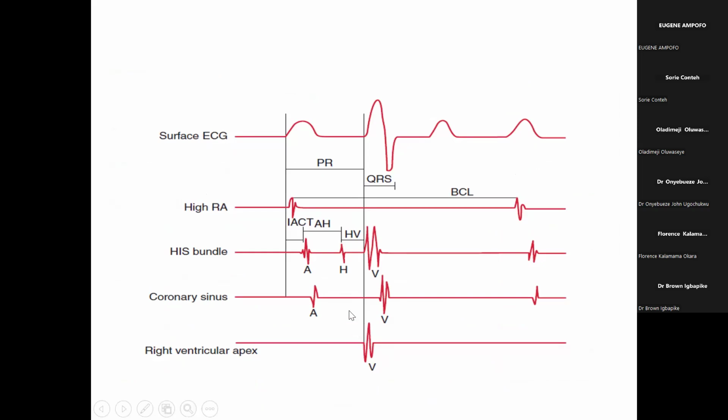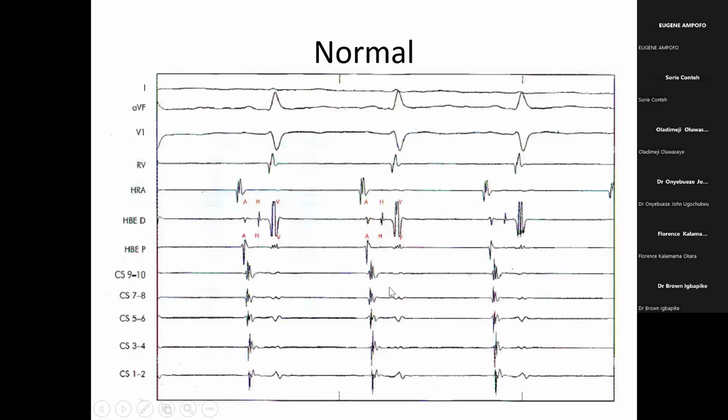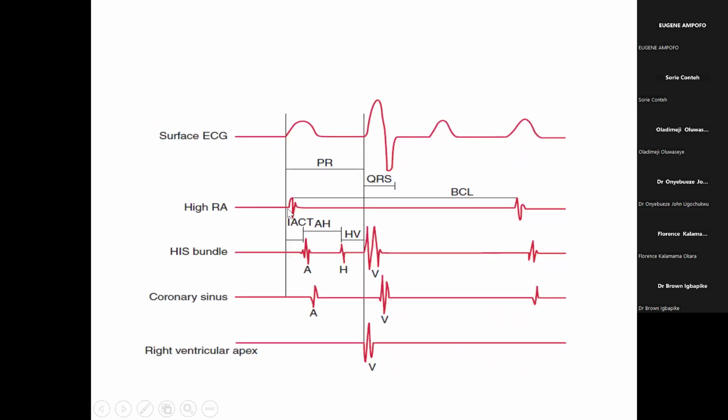Unlike the other catheters, the His bundle catheter and the CS catheter are in between, so they can monitor activity in both chambers, upper and lower. The HRA catheter is far in the high right atrium, so it can only monitor one activity. The RV apex catheter is far into the RV apex and can only monitor one activity. Do you now understand why some have multiple waves and some will just have a single wave?